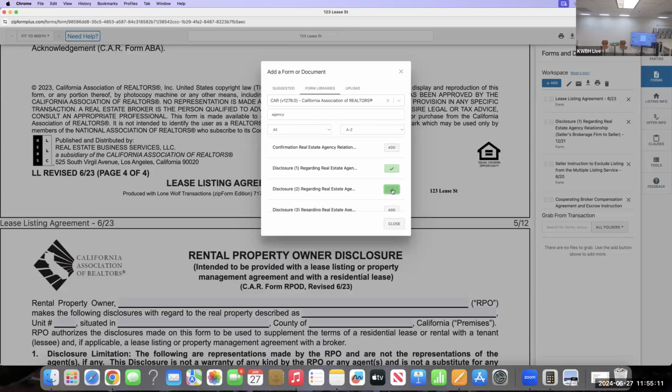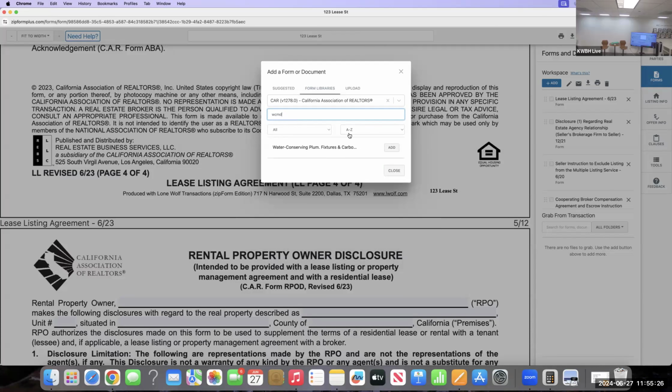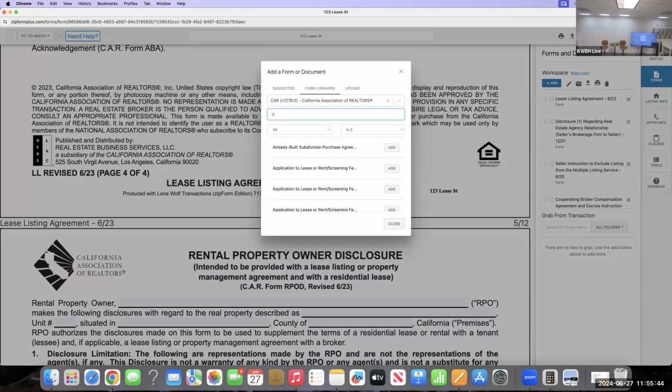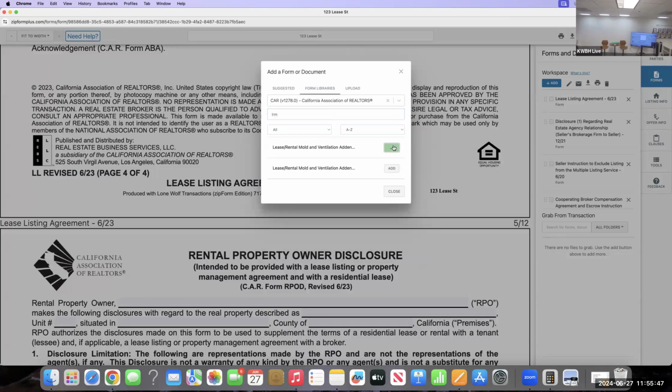If you look at the checklist, it says where the disclosures are coming from. The ones numbered one through ten are all CAR. So go back here and we'll type WCMD. That's the water conserving plumbing fixtures. Then we have the WHSD, the water heater and smoke detector statement. And we have the LRM, which is the lease rental mold ventilation. We have an LPD, which is the lead-based paint disclosure.